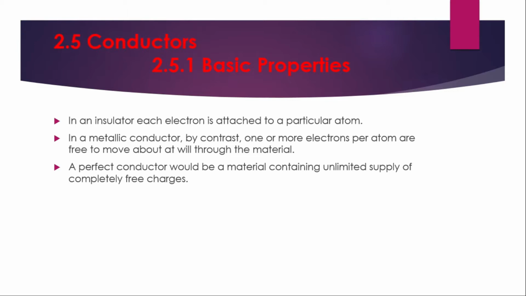In a perfect conductor there are a large number of free charges due to the ionization of atoms, because at room temperature each atom is ionized. A metallic conductor has very low ionization energy, and thus these electrons are not bound to their parent atoms, and therefore it has an unlimited supply of completely free charges.